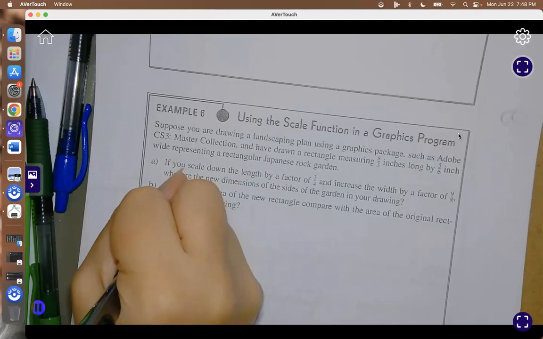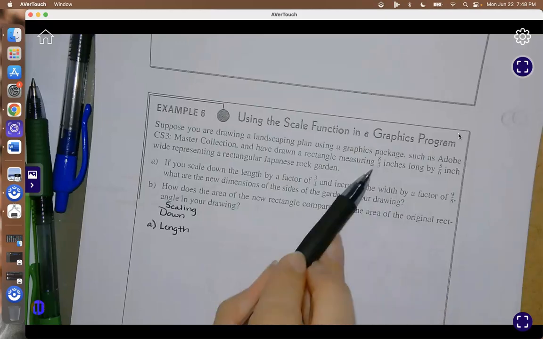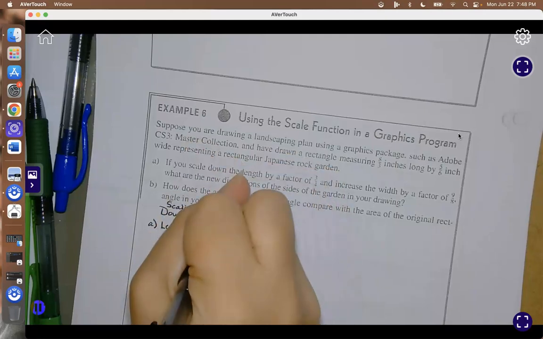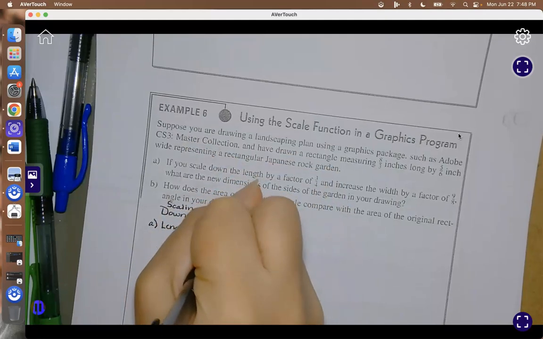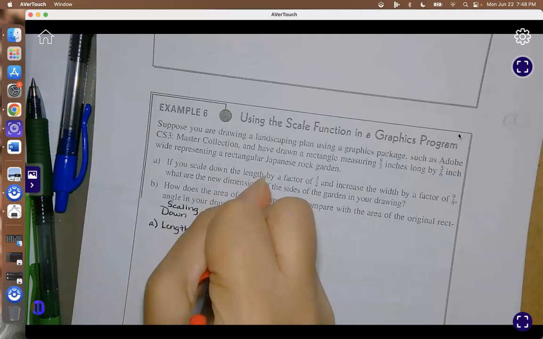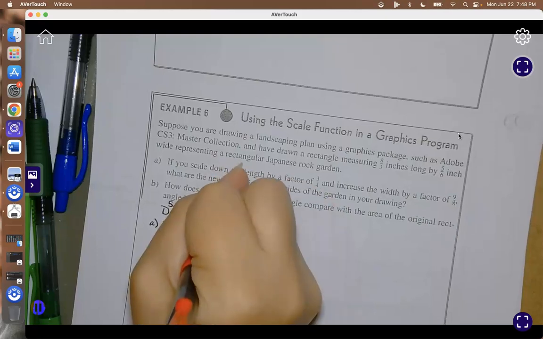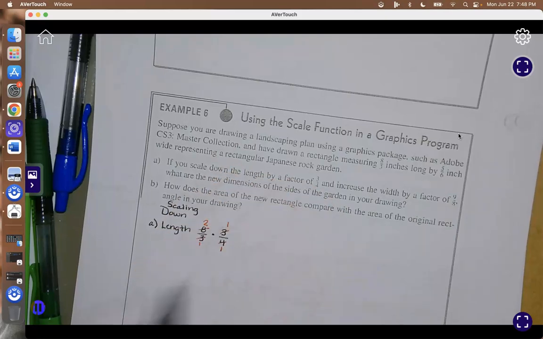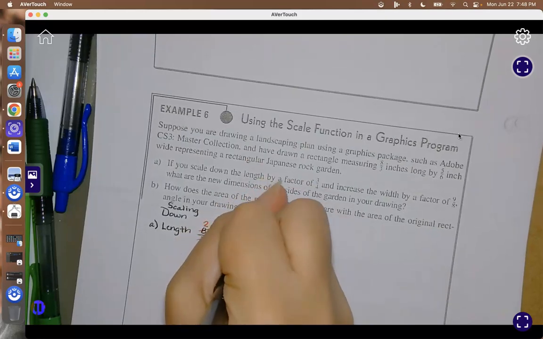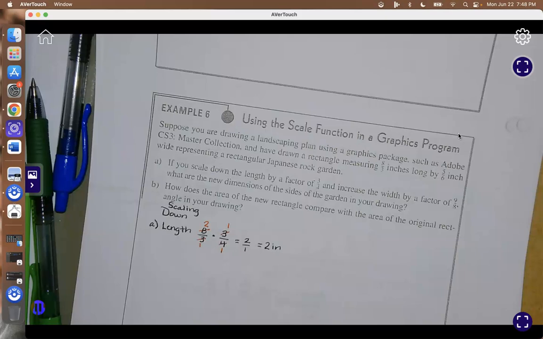Okay, so we're going to scale down the length first. Our length was 8/3. We're scaling down by a factor of, which means multiplication, 3/4. Okay, so we can reduce these to be 1s. These are both in the 4's family, so that's a 1, that's a 2. Okay, so 2 times 1 is 2, that's 1. So this is 2 over 1, which is 2 inches, the new length.